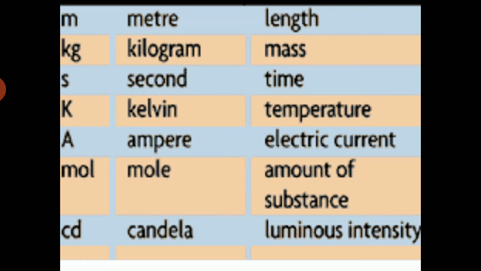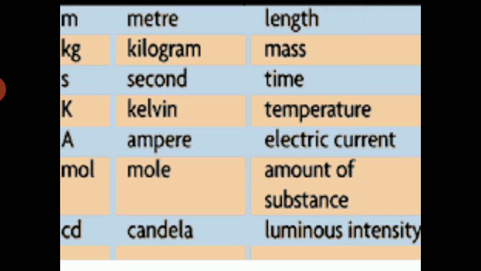Metric system. If we discuss the units and symbols of the metric system, the symbol m is used for the meter, the unit of length, and the symbol kg is used for the kilogram, the unit of mass. The symbol s is used for the second, the unit of time, and the symbol K is used for Kelvin, the unit of temperature.